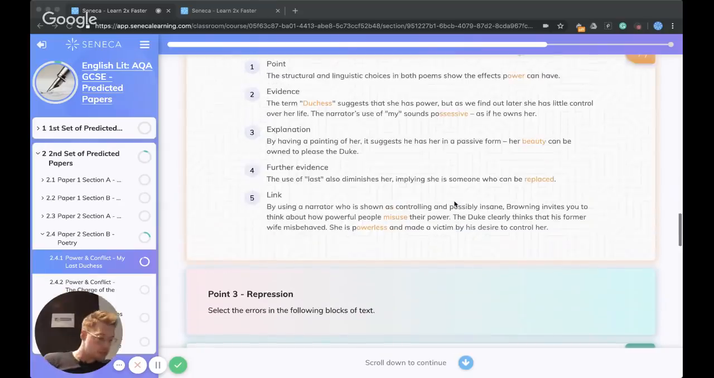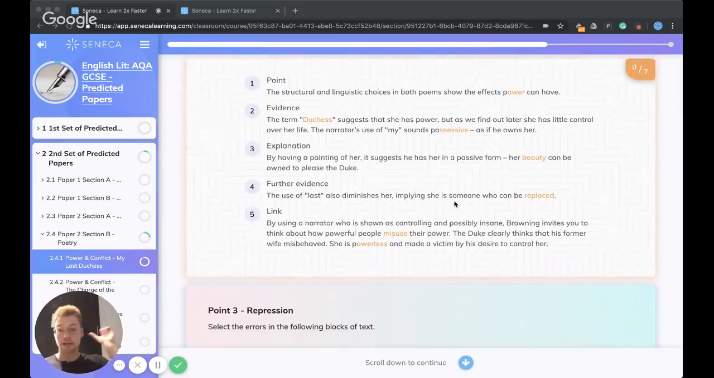Okay, so just to summarize, remember how to structure those paragraphs. Always have a nice topic sentence, evidence, explanation, some more evidence, some more explanation, maybe even some more explanation.